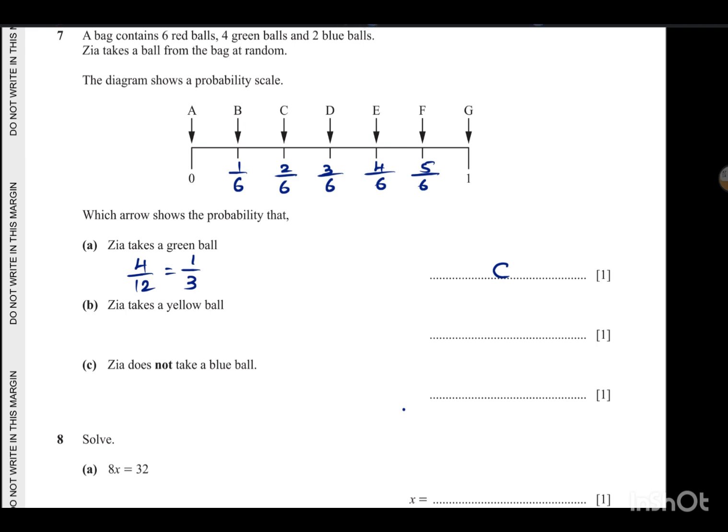Question B now, Zia takes a yellow ball. When you see the colors of balls here, there is no yellow ball mentioned. So when there is no yellow ball, the probability of picking a yellow ball is 0. So that is A.